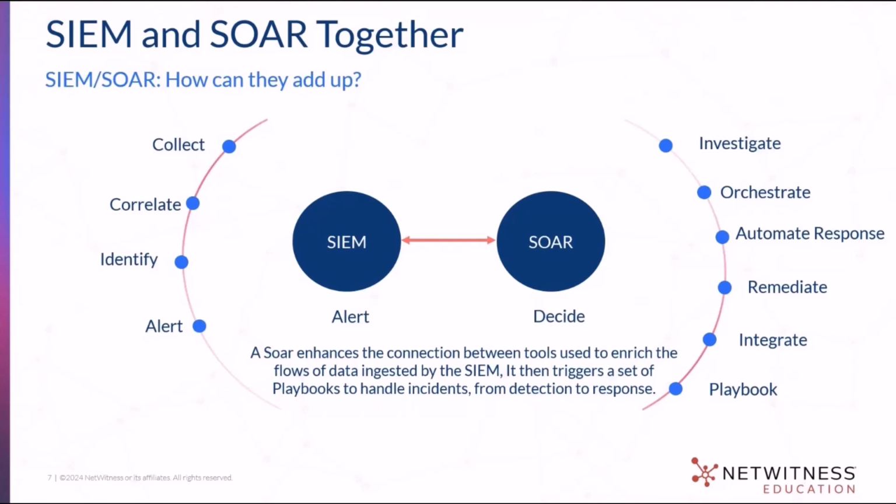So it makes things easier, as the analyst can investigate and also reach the correct action in order to fight the threats that we have received. So SIM is strong in detection and alerting, while SOAR works better with orchestrating, automating, and deciding. All the data that is ingested and detected by the SIM triggers the playbook in order to handle the incidents from detection to response.